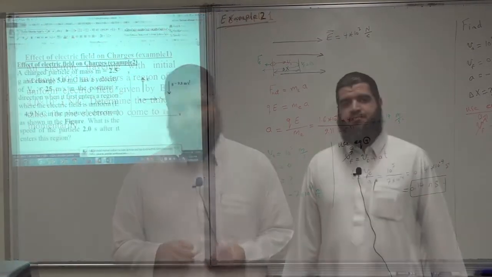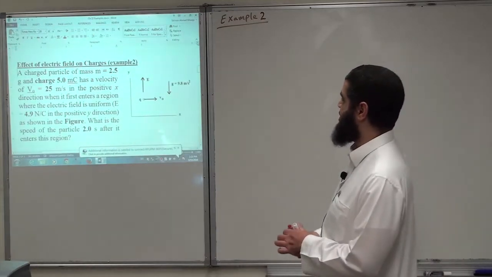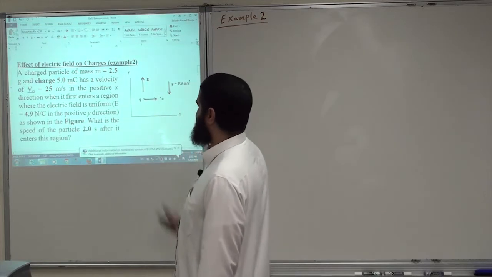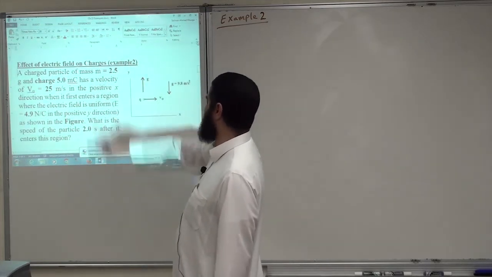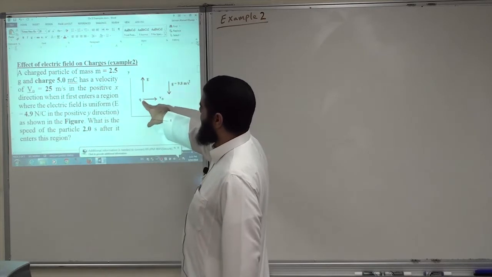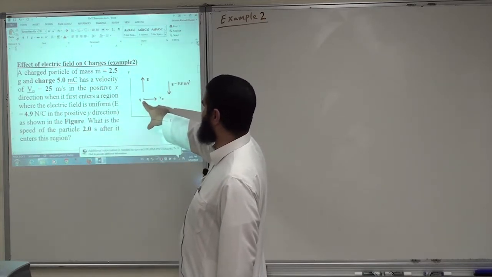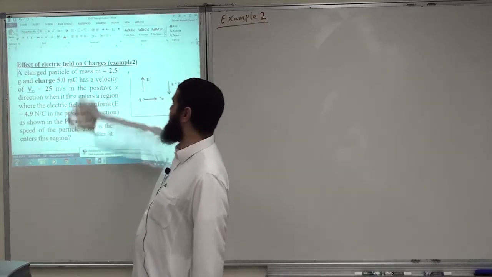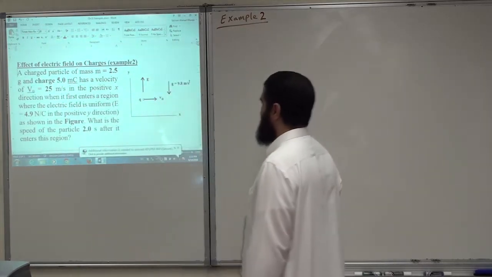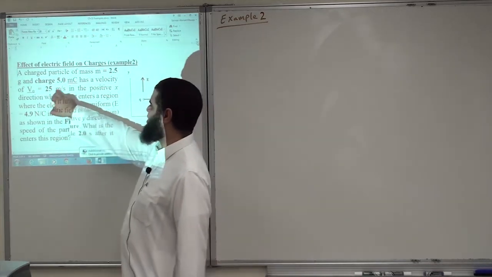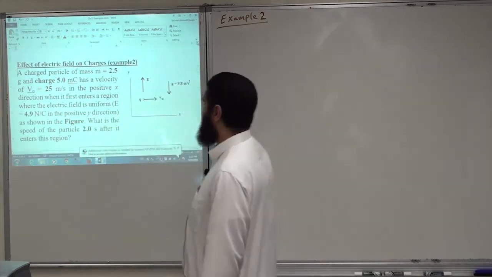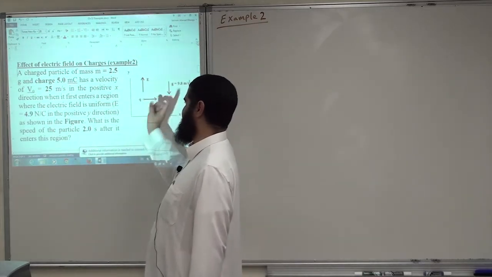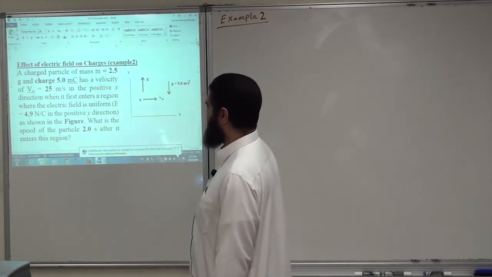Thank you. This is another example on the effect of electric field on charged particles. We have a charged particle of mass 2.5 gram, as you can see here. It has a charge of plus 5 millicoulomb, or 5 times 10 to the minus 3 coulomb, and has an initial velocity of 25 meter per second. This is the initial velocity in the positive x direction. So this is V0 of our particle initially.